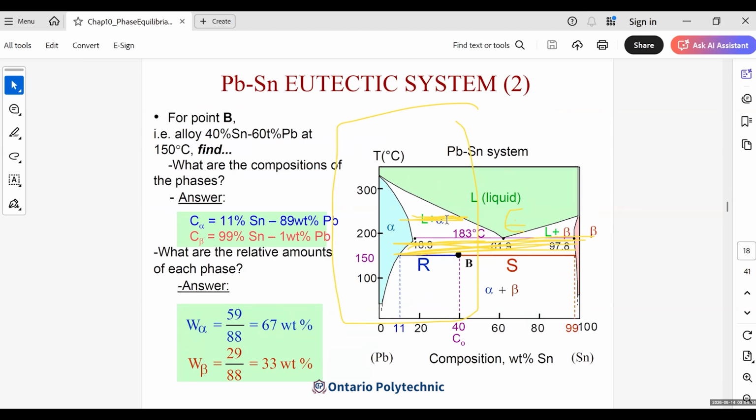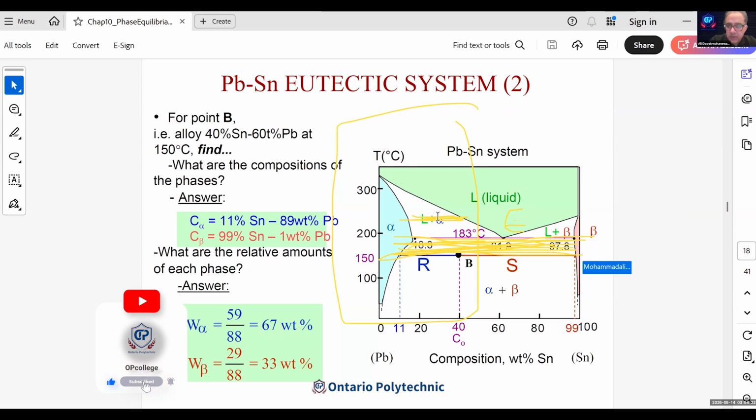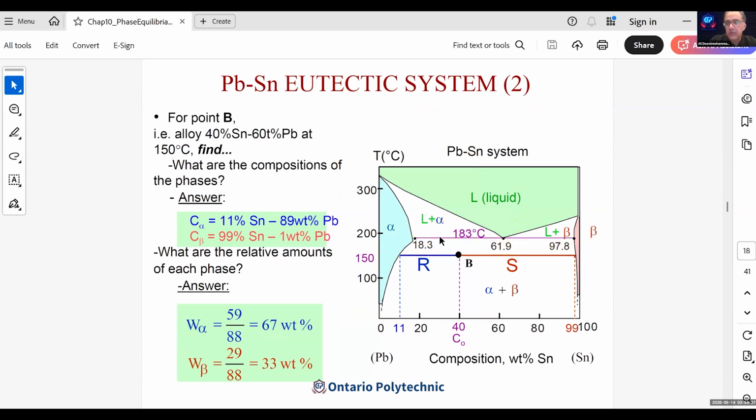Again, we have another phase, which is alpha plus beta, yeah? No. It's this line. Okay, but we are at this temperature, right? This is a lower temperature that you are talking about. We will talk about that later, but for now, we are in this range, somewhere from here to here, more than this temperature, which is 183. Any temperature between these two, when we draw a tie line, we have two phases, L and alpha.